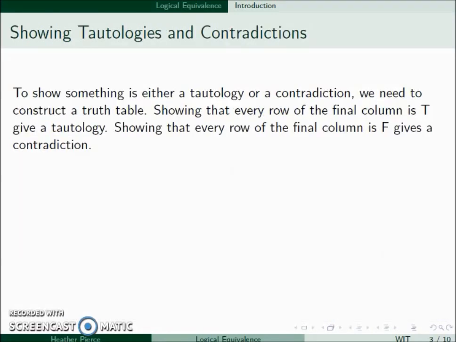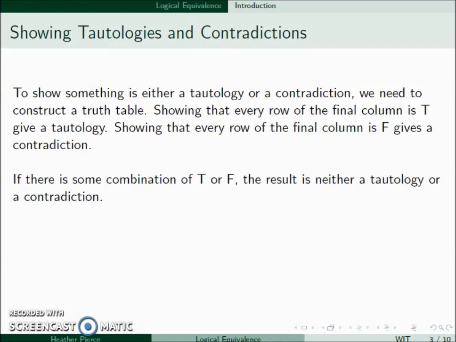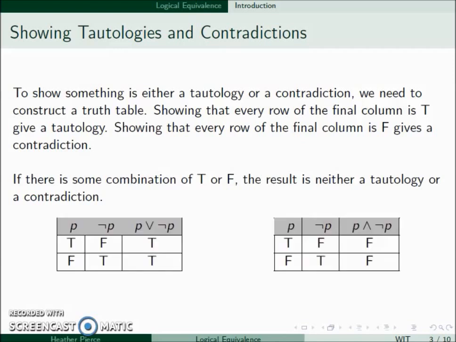To show something's either a tautology or a contradiction, you should construct a truth table. And showing that every row in the final column is a T gives a tautology, and showing that every row in the final column is an F will give us a contradiction. If there's some combination of true and false, it's neither a tautology nor a contradiction. So here's our examples from earlier. If I have P or not P, my final column is all true. And if I have P and not P, my final column is all false.